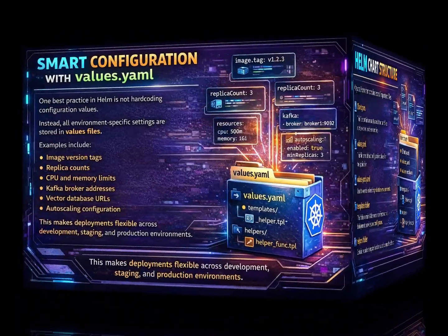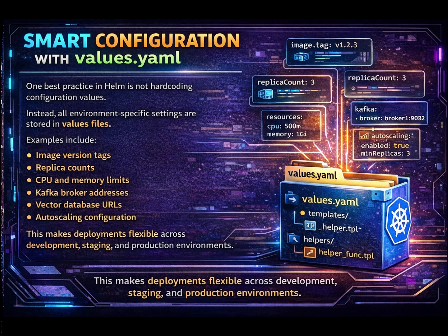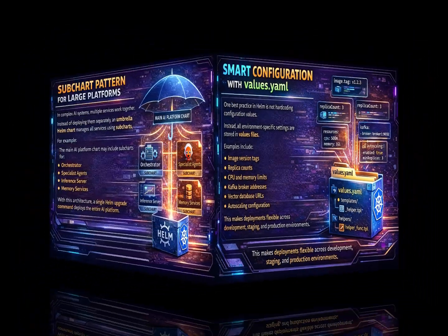Smart configuration with values.yaml. One best practice in Helm is not hard-coding configuration values. Instead, all environment-specific settings are stored in values files. Examples include image version tags, replica counts, CPU and memory limits, Kafka broker addresses, vector database URLs, and autoscaling configuration. This makes deployments flexible across development, staging, and production environments.